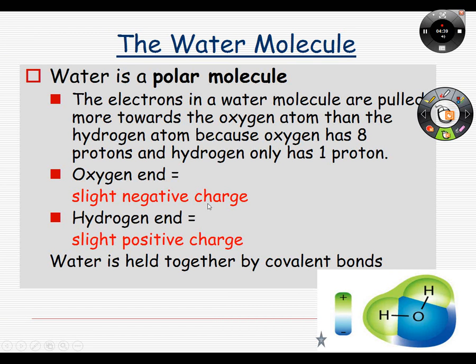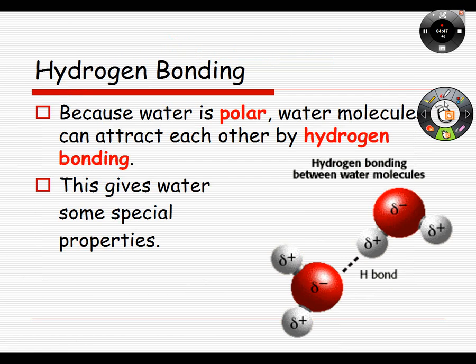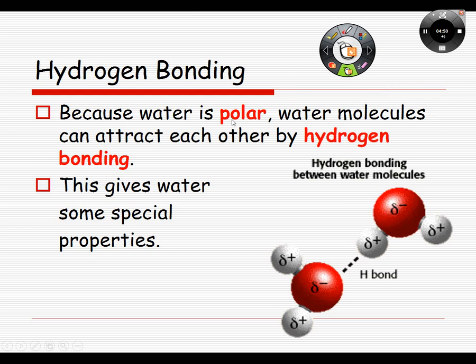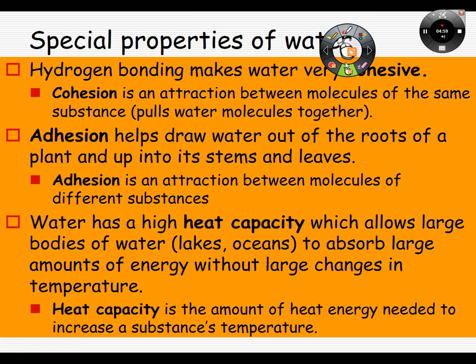The water molecule is a polar molecule. One end is slightly negative, while the other end is slightly positive. That characteristic leads us to water being polar, because the negative end is attracted to the positive end here. This is what we call a hydrogen bond. That hydrogen bond makes water very cohesive or sticky. Cohesion is the attraction between molecules of the same substance. It pulls water molecules together. This leads to surface tension.